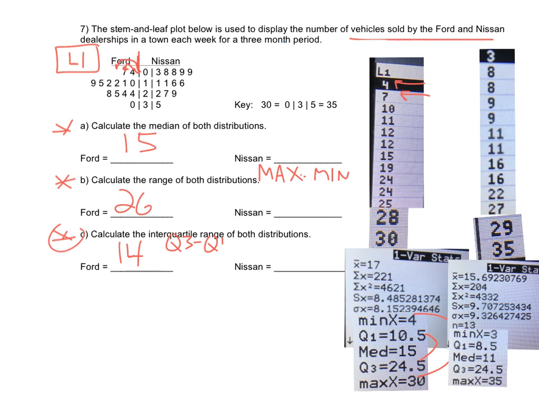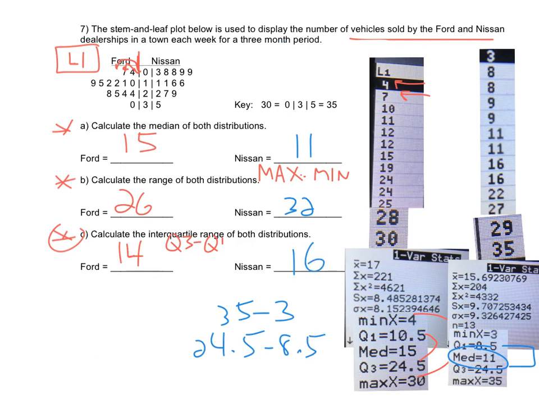Okay, so here's our data for Nissan. Our median turns out to be 11. The range, the max minus the min, so that's going to be 35 minus 3, or 32. And the interquartile range, 24.5 minus 8.5, so that gives us 16. So that's what we call a side-to-side or a back-to-back stem and leaf plot.